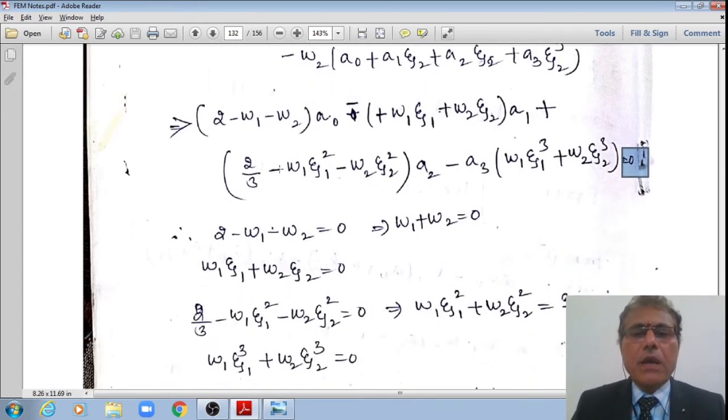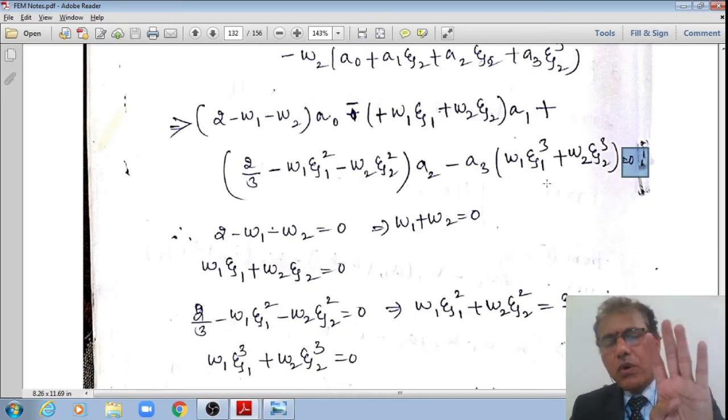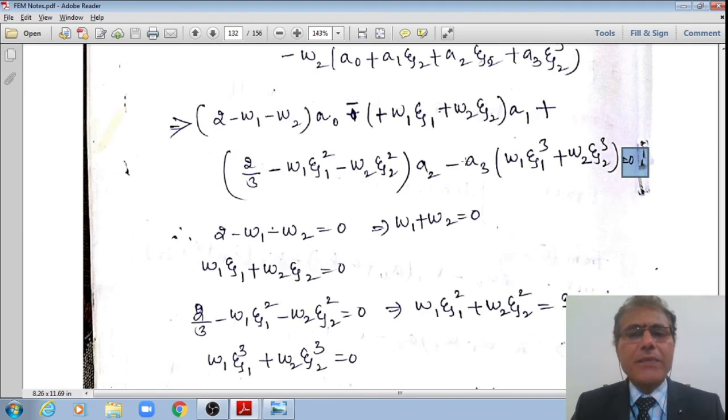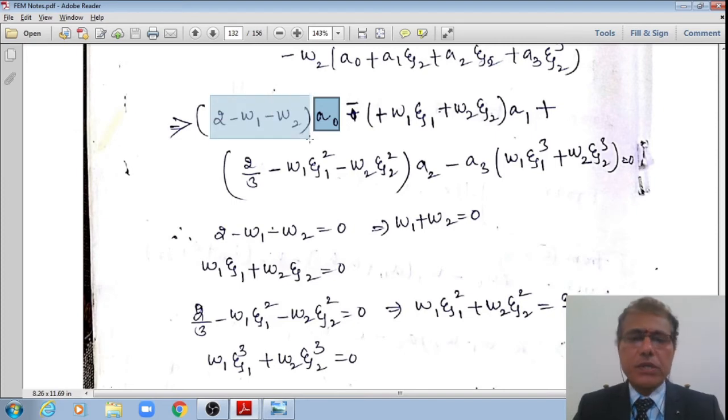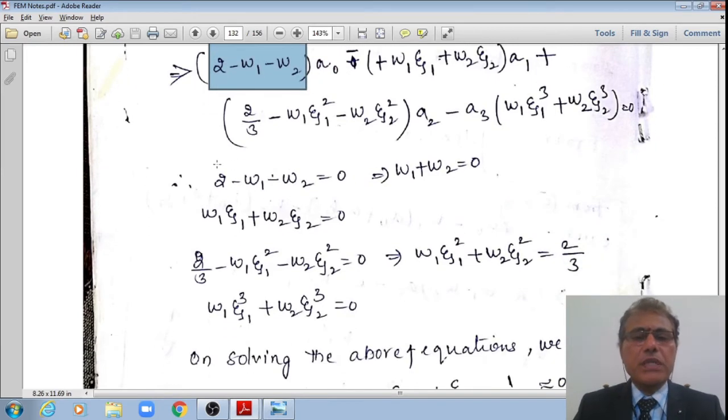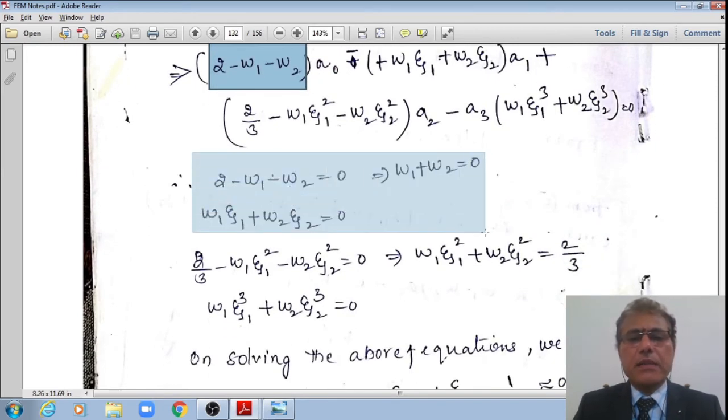And so I do have a0, a1, a2, a3, four unknown constants. However, these unknown constants a0, a1, a2, a3 cannot be 0, because if they are 0, then the function ceases. The function does not exist. Therefore, they cannot be 0. Therefore, their coefficients can be 0.